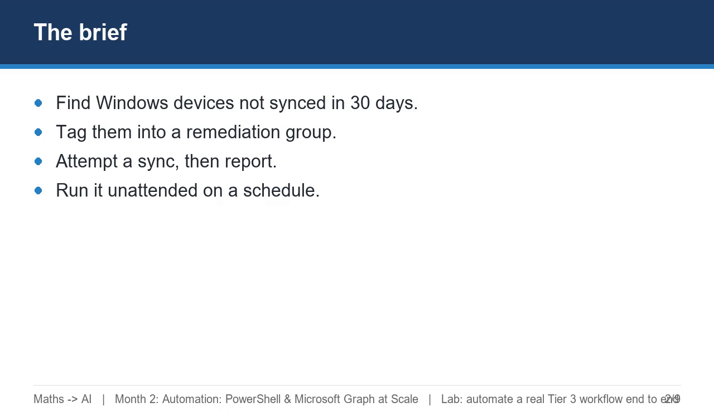Here is the brief. You will build one automation that solves a real tier 3 problem from end to end. Find every Windows device that has not synced with Intune in 30 days, tag it into a remediation group, attempt to sync, and produce a report, all running unattended on a schedule. This single lab ties together every skill from the month. Do not try to write it all at once. We decompose it into stages first.